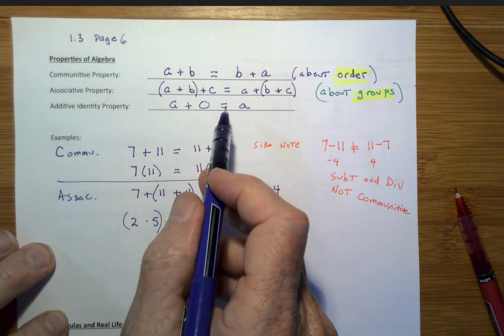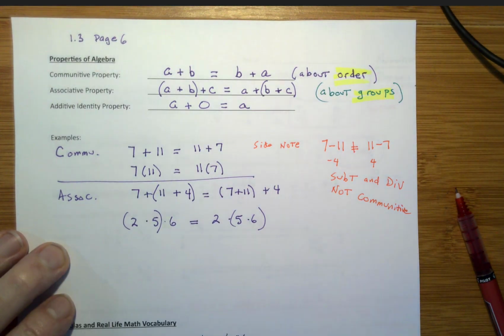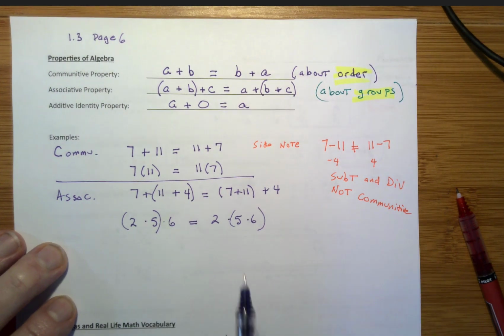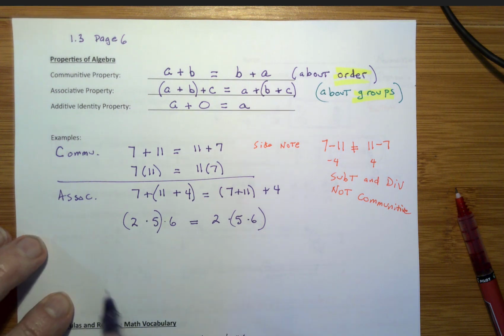I'm not going to write down the additive identity. Hopefully that one is so straightforward. 5 plus 0 is 5. X plus 0 is x. But let's do a couple more.